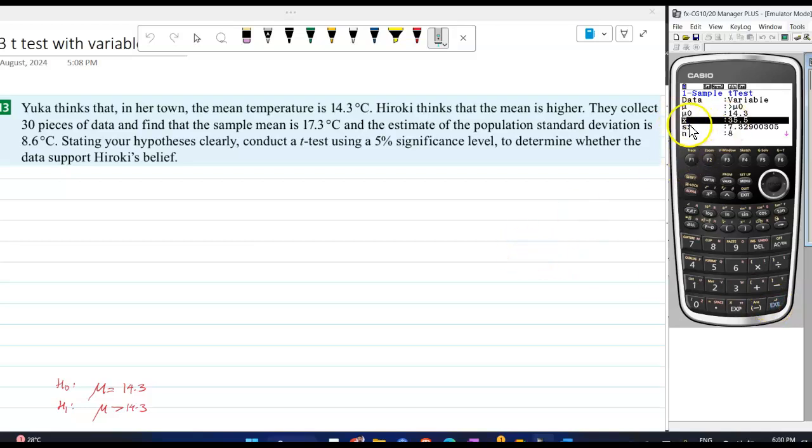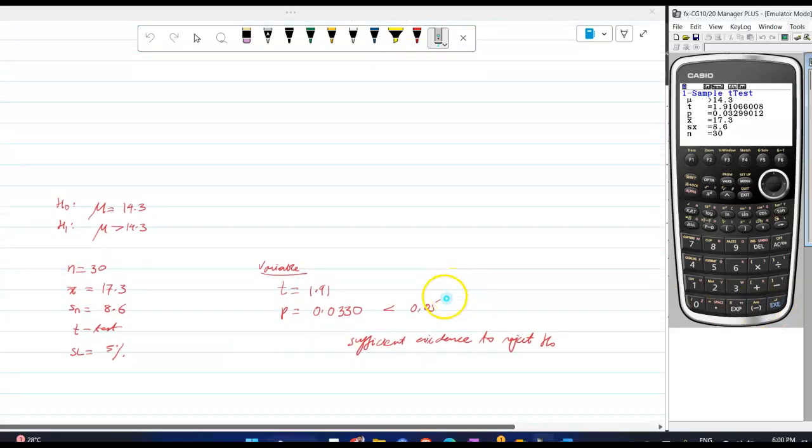And Sx is your estimate of population standard deviation, 8.6. And n is the sample size: 30 pieces of information you've taken. Then you enter. P is 0.033.